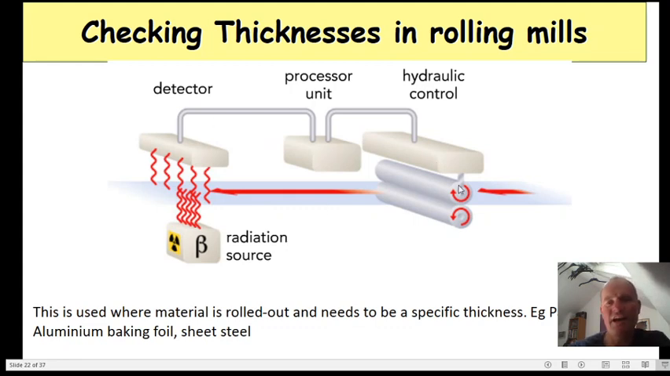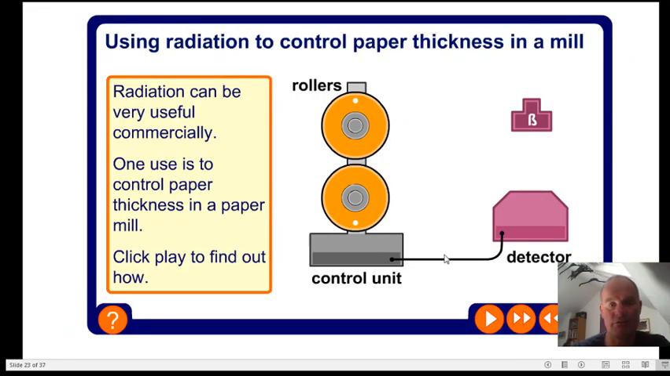We use a machine a bit like this, where we've got rollers, which roll the material thin, a controller which makes them squeeze it tighter or less tight to make it thinner or thicker, a processor unit controlling it, and a radiation source with a detector above it. The radiation goes through the thin material that's being developed. Hopefully this animation will show us. So this is how we use it.